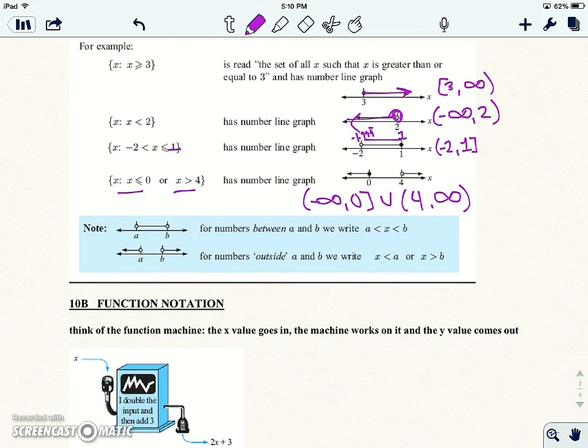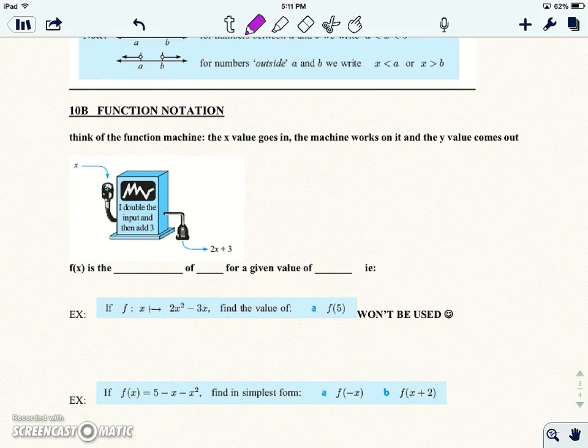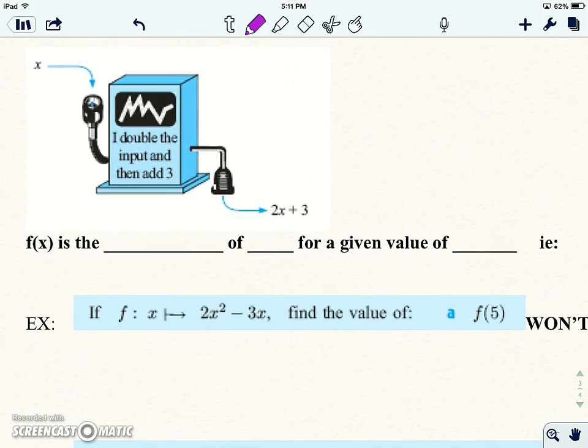The next section is function notation. I already brought up the function machine, but think of the x value goes in, the machine works on it, and the y value comes out. f of x is the output of y for a given value of x. You're going to plug in the x from the domain and it'll spit out the y.